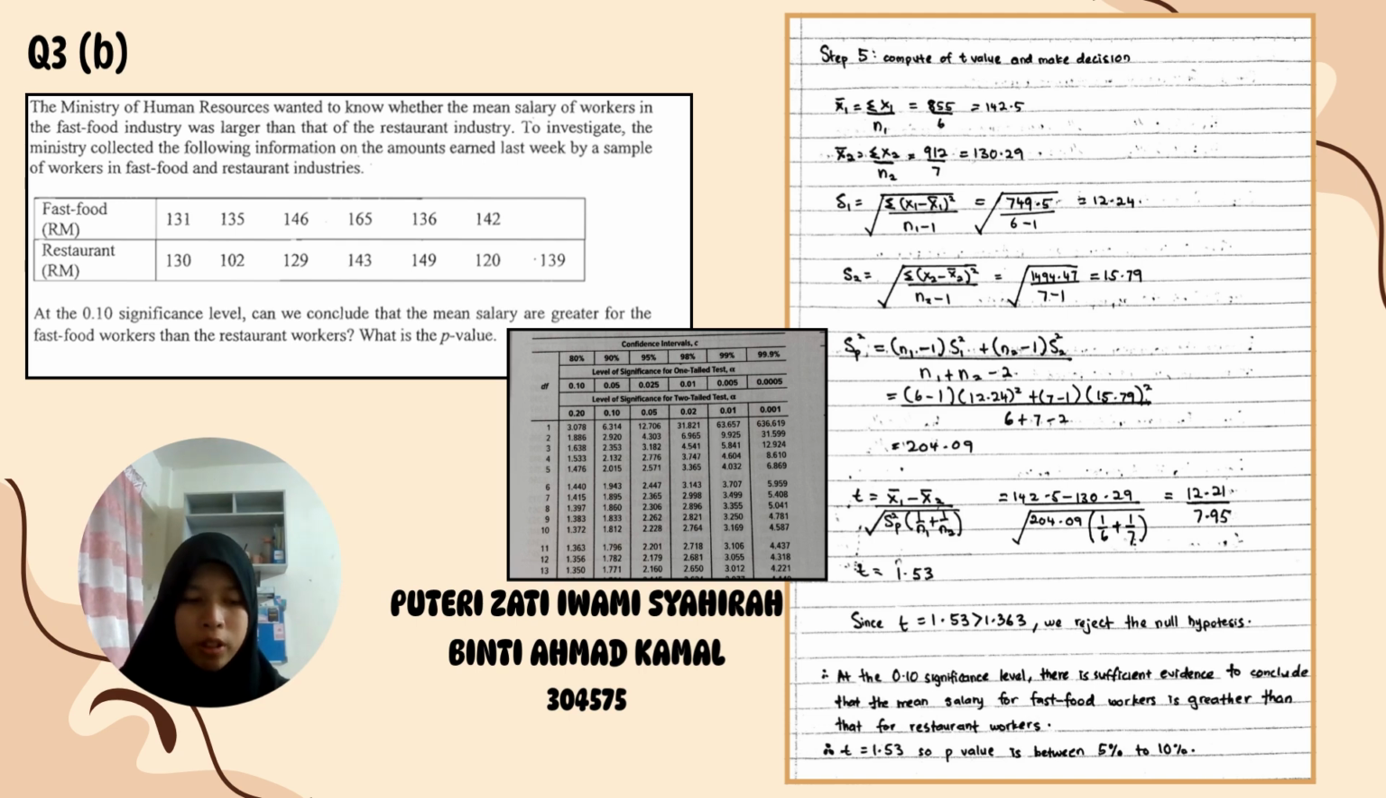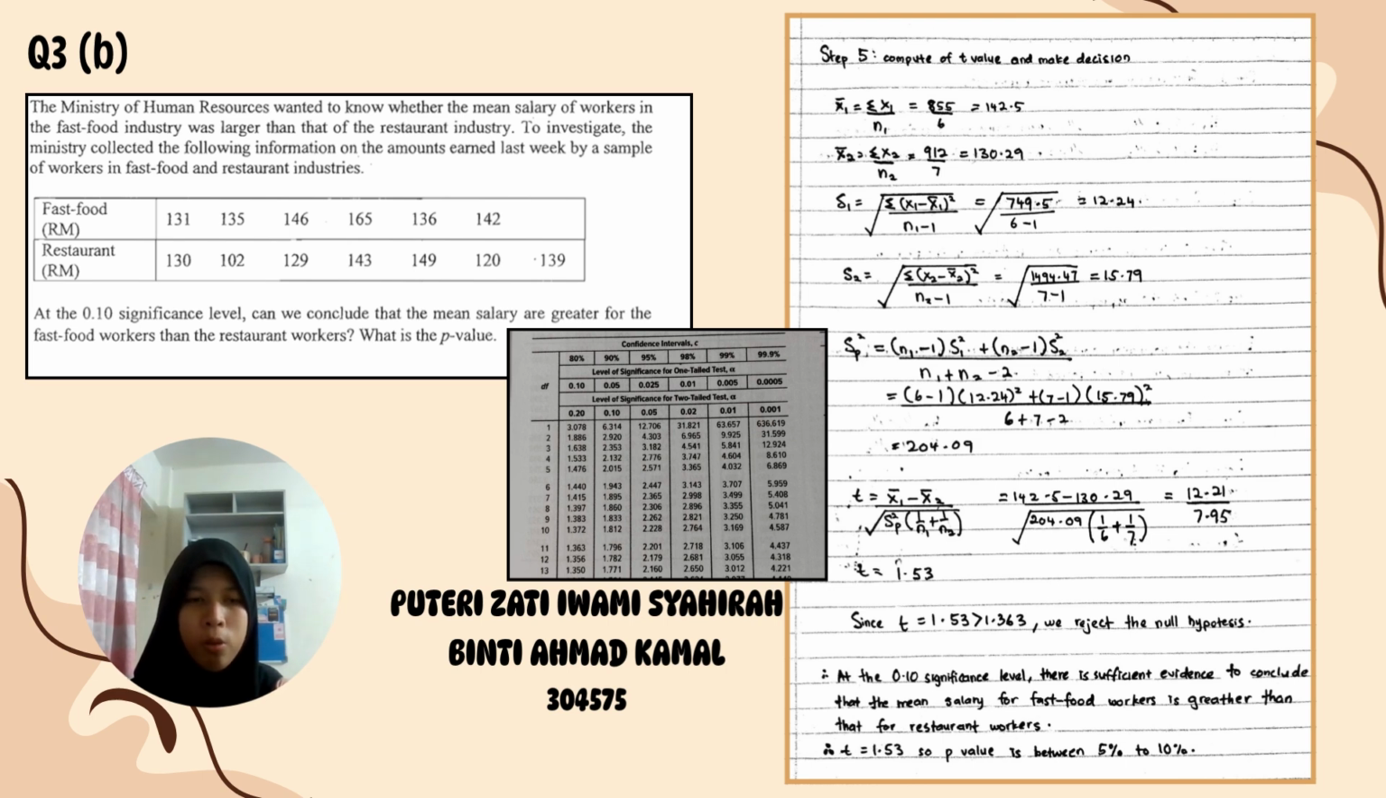Since t computed, which is 1.53, is more than t critical, which is 1.363, we reject the null hypothesis. At the 0.10 significance level, there is sufficient evidence to conclude that the mean salary for fast food workers is greater than that for restaurant workers.